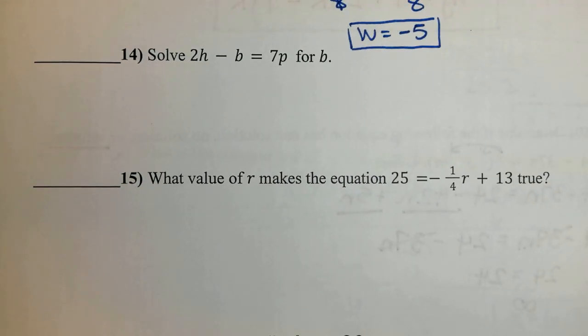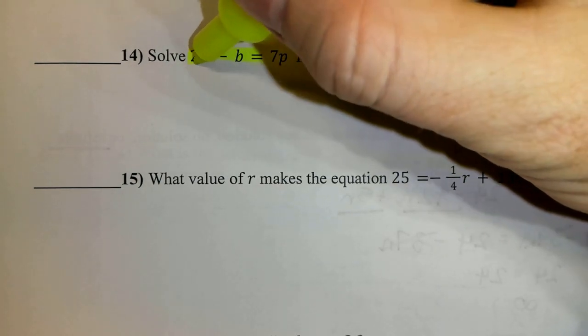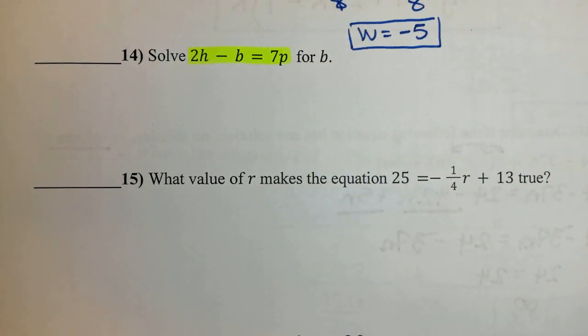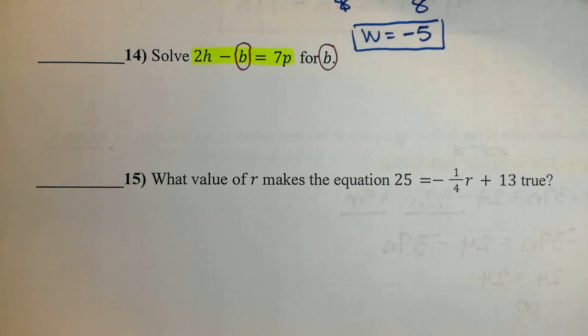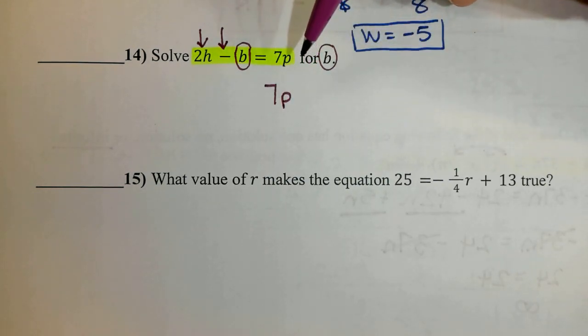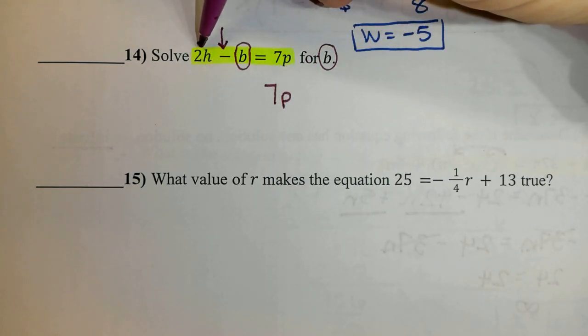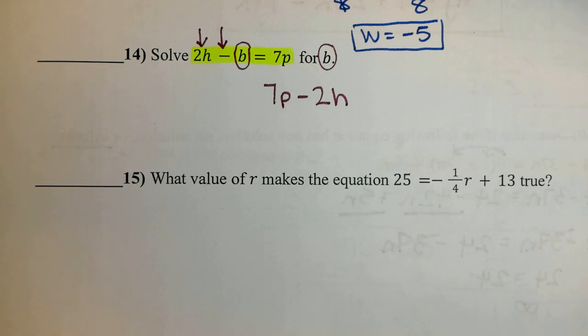Number 14. Okay, this is another literal equation, so you have 2 on the test. So on this one, it says solve for b. Well, here is b, which means I need to move the 7p and the 2h, and I need to move this negative out of the way. All right? So again, I always start with the other side. So let's have 7p. And then it's a 2h, right? There's no negative, so because it's positive, over here it'll be minus 2h. So that gets rid of that.